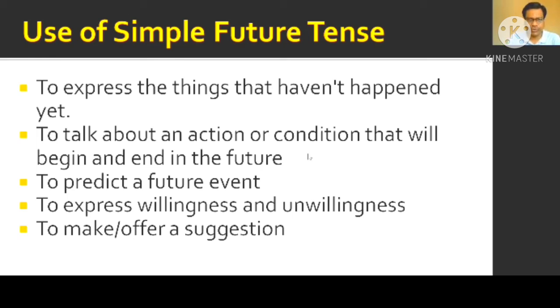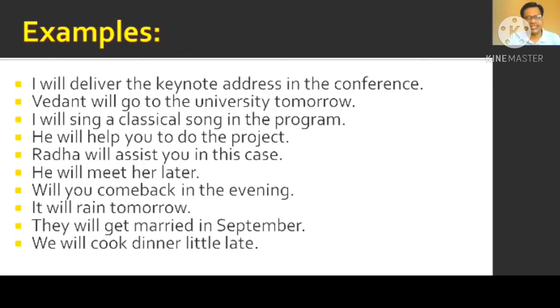We use simple future tense in order to predict a future event. We use simple future tense to express willingness and unwillingness. We use simple future tense to make a suggestion or to offer a suggestion. Let us look at a few sentences here that will definitely clear your doubts. See the examples given on your screen.